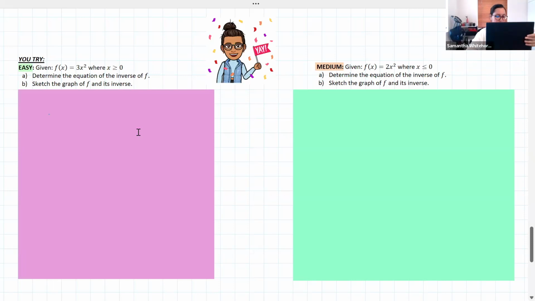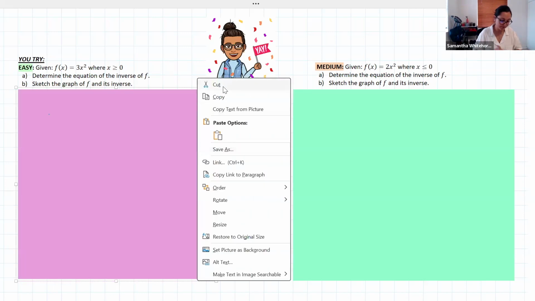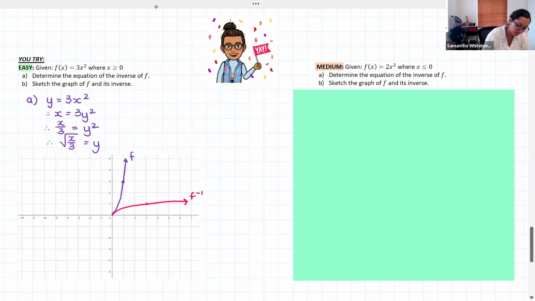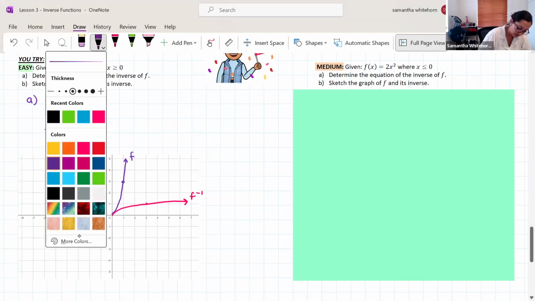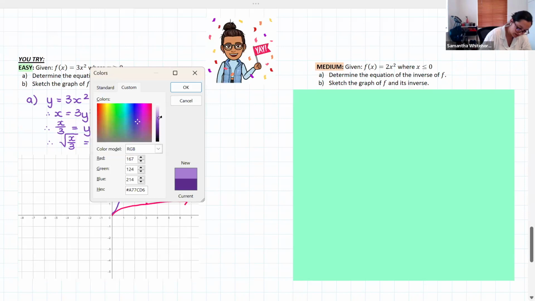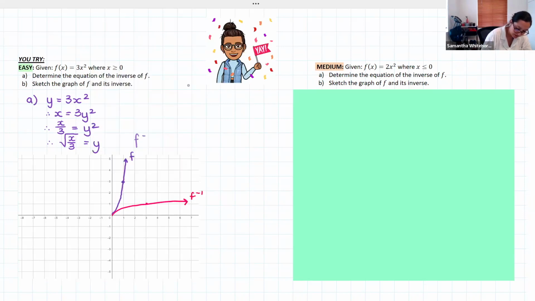Please remember your function notation, and I'm saying that because I know I forgot it when I did these answers, so I will put it in as we go along. If we look at the first one, the 3x to the power of 2, we're finding the equation of the function. Bear in mind you can use the function notation. So this would be f to the negative 1 of x is equal to square root x over 3.